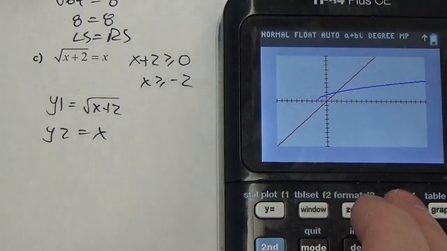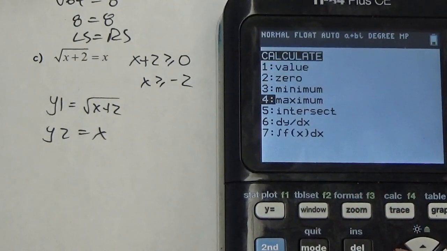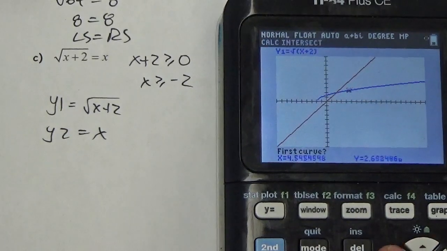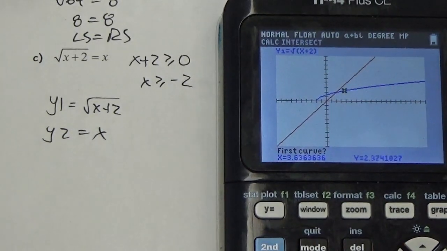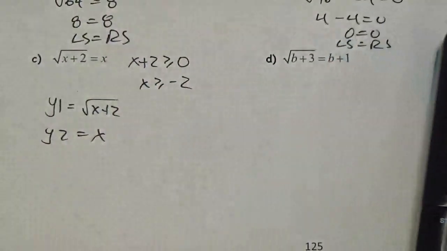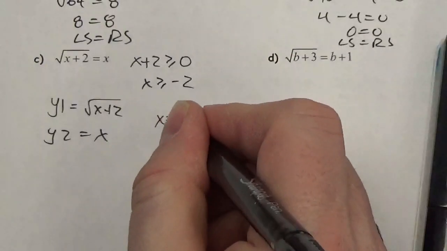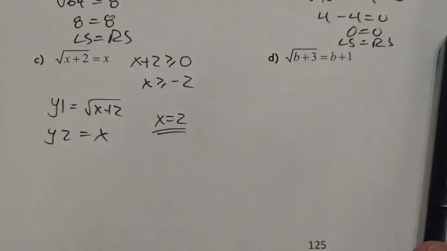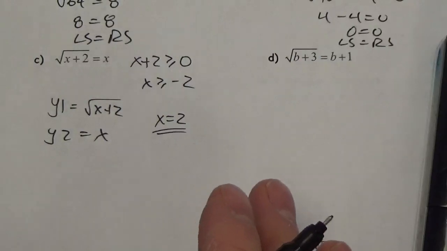So I look for my point of intersection, second calc, intersect. Just move my cursor somewhat close to the point of intersection. Enter, enter, enter. And no big surprise there, I get x is equal to 2, which is what I got before. And I've already double checked that. We checked that in a previous question, so you know that that one works here.